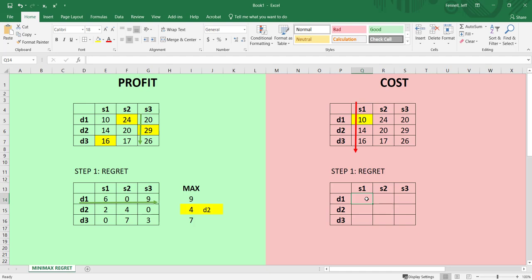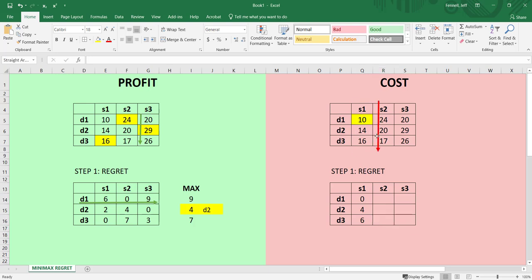So 10 minus 10 would be 0. 10 minus 14, and remember that we only use the absolute value. Whether I do 10 minus 14 or 14 minus 10, what we're talking about is a difference of 4 units between the best payoff and that particular payoff. So here the difference would be 6 units.